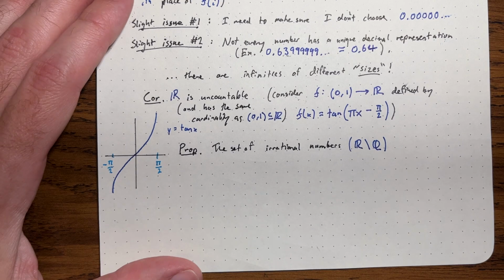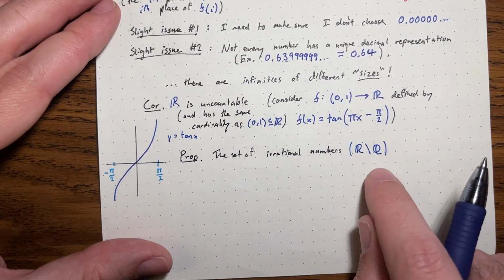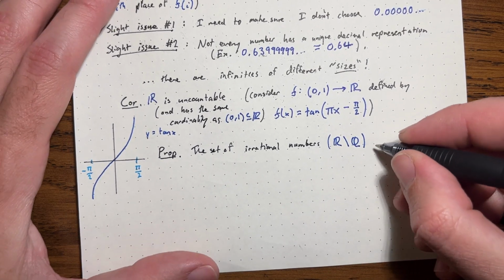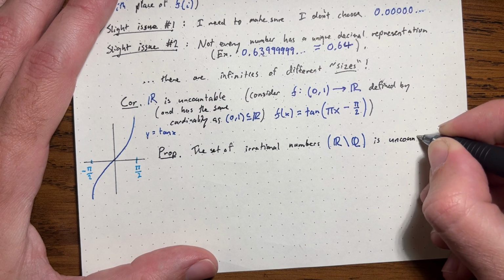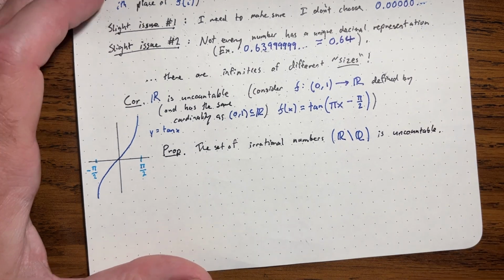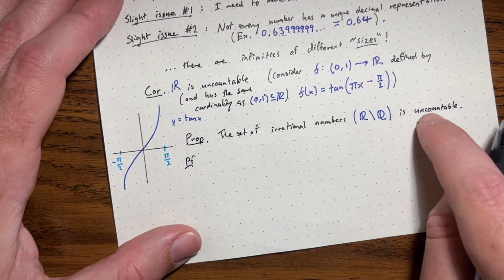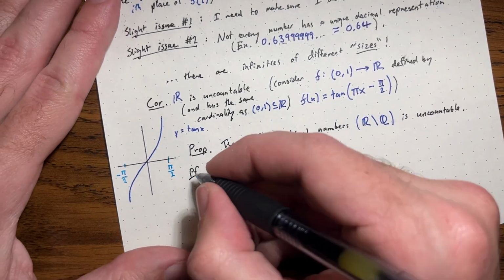And so what about the set of irrational numbers? Well, that's smaller than R, right? It doesn't include any of the rational numbers. But that's also uncountable, okay? So the set of irrational numbers is uncountable. And a proof is, well, how do we prove something's uncountable? What do we do here? We try to contradict it.